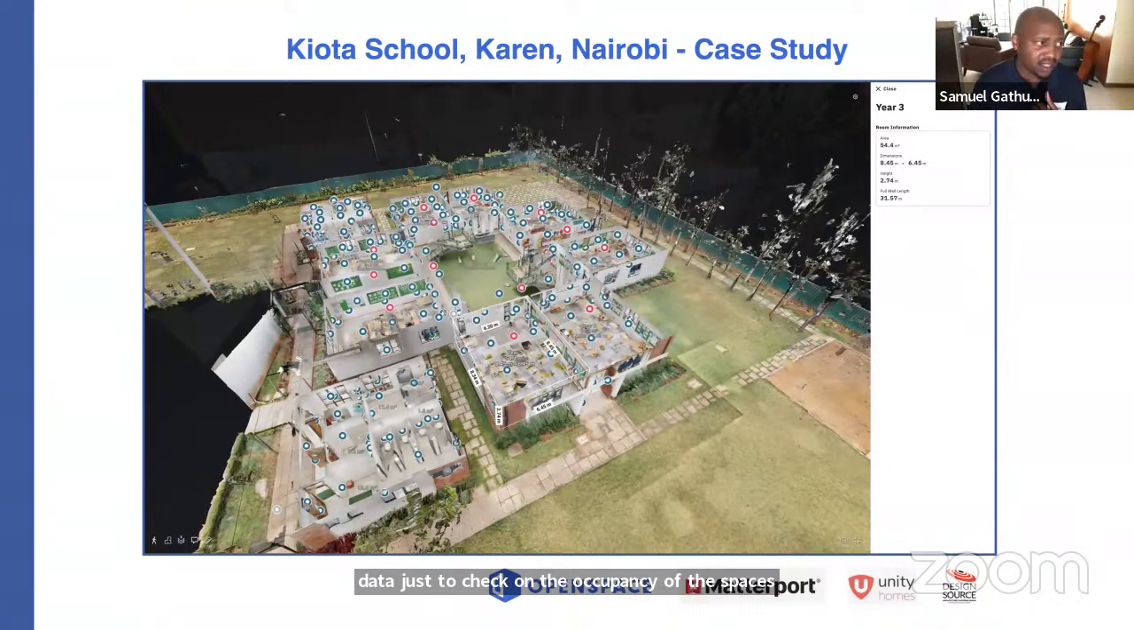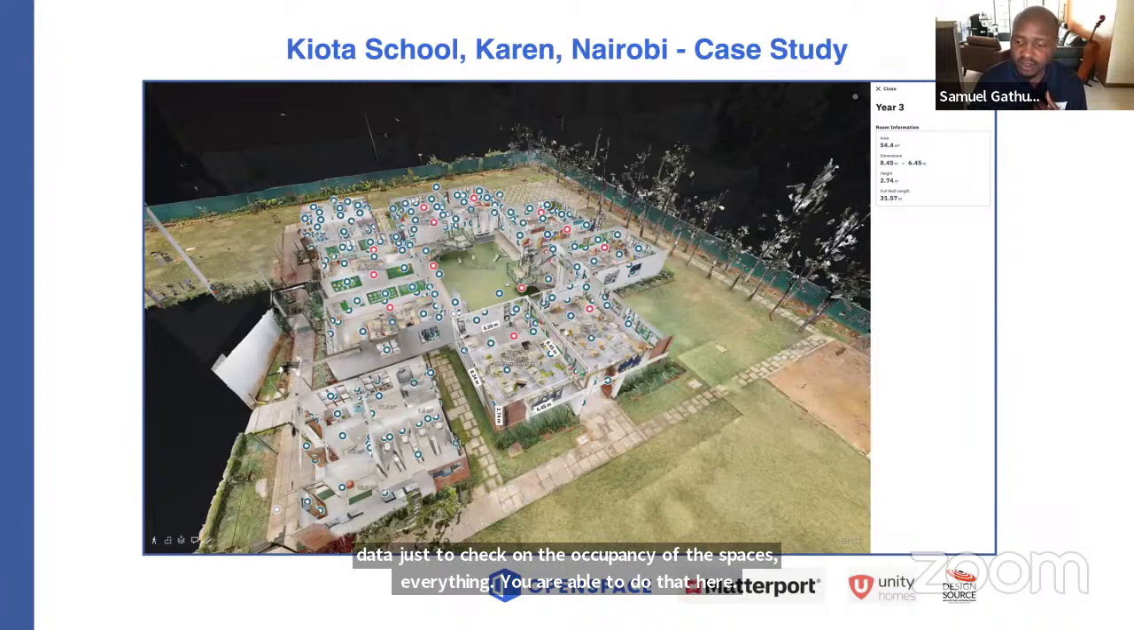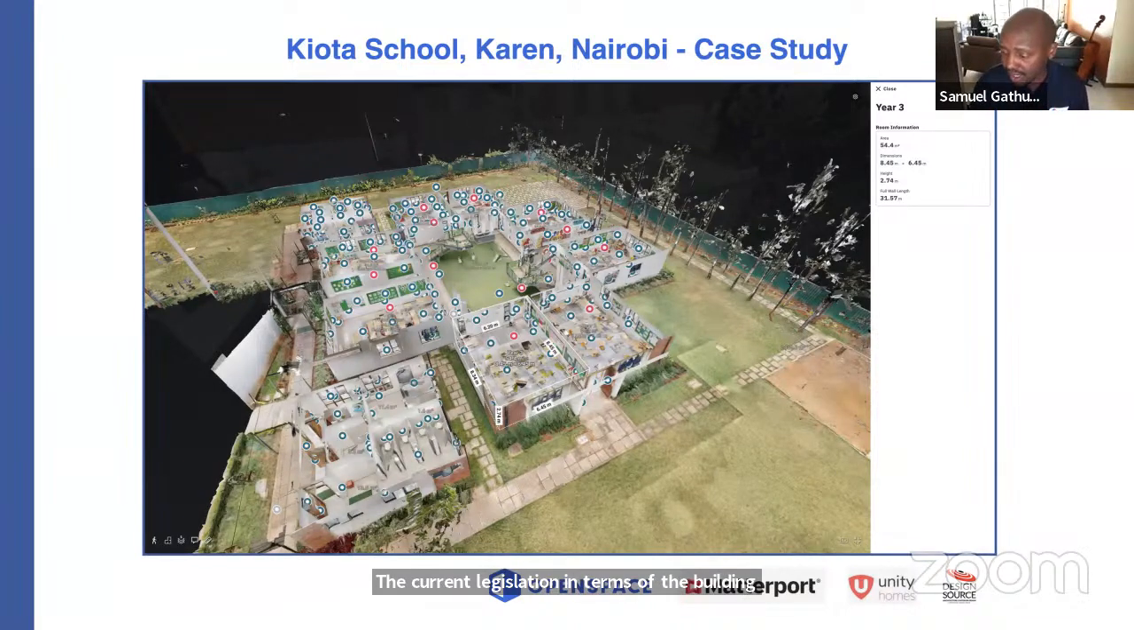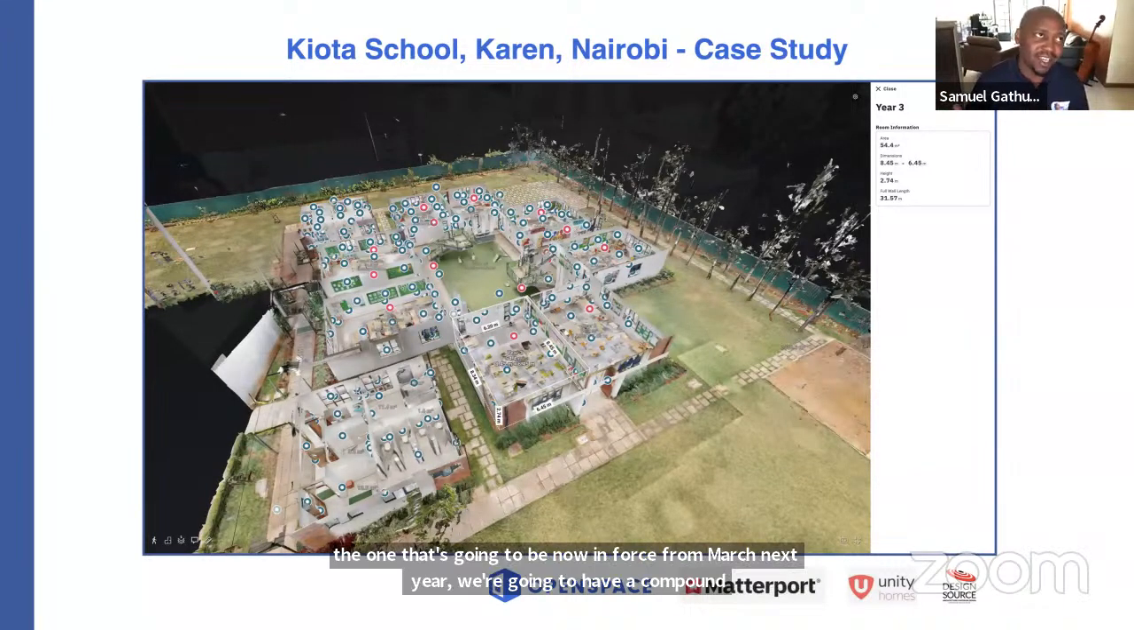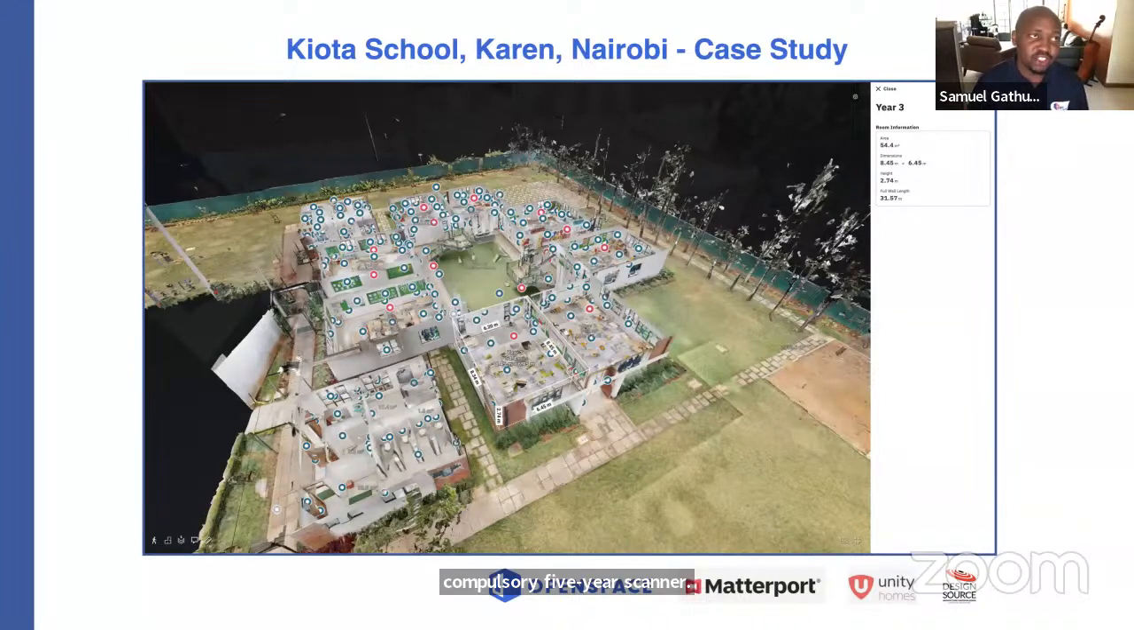The current legislation in terms of the building code, or the one that's going to be now in force from March next year, we're going to have a compulsory 5-year scan or 5-year check on the conditional status of buildings going forward. I know there has been a couple of issues with buildings collapsing after 10 or so years. And I see a lot of potential in this kind of technology in that use case.